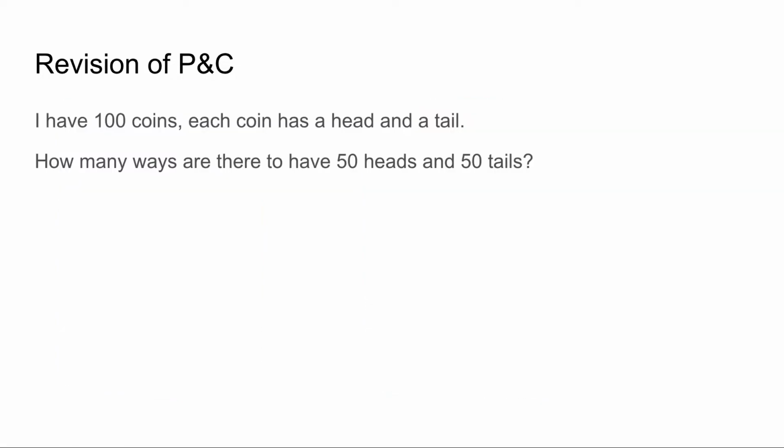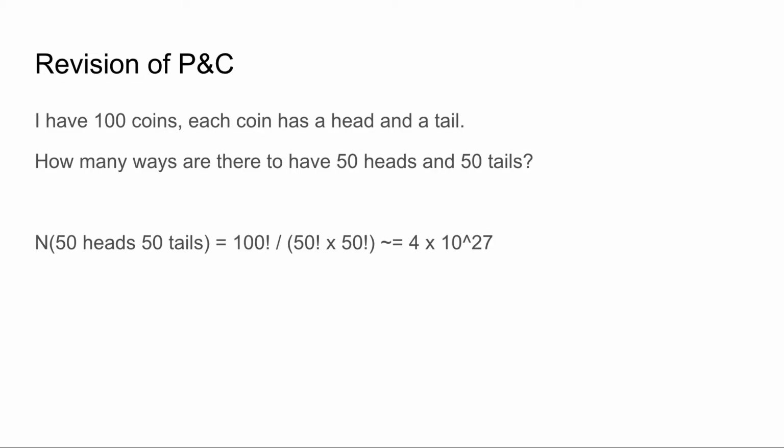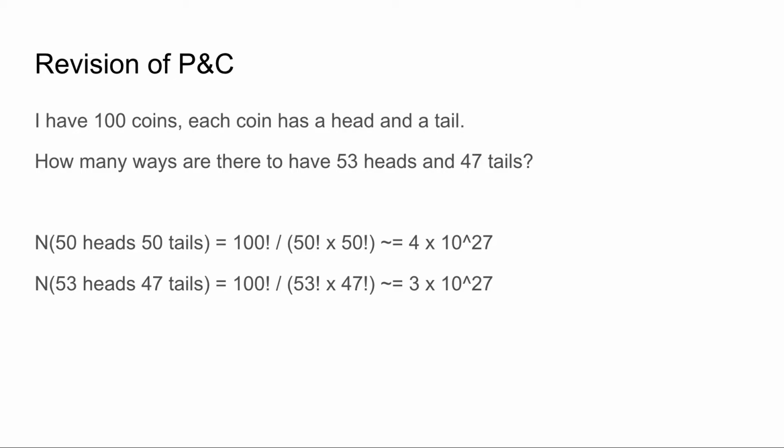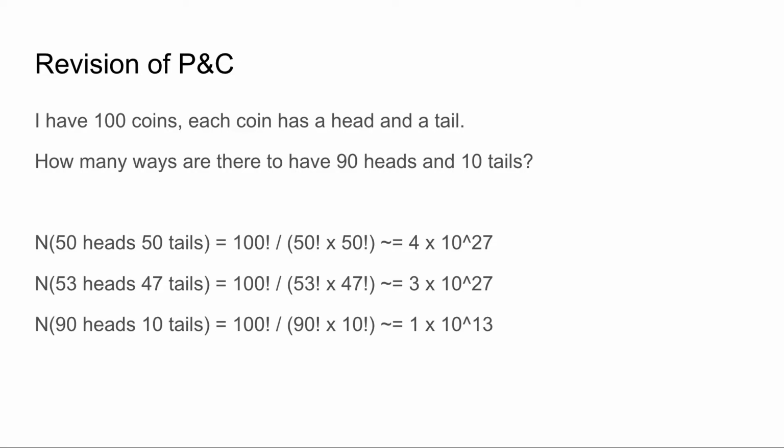So first, let's start off with some simple revision of permutations and combinations. If I have 100 coins, right, and each coin has a head and a tail, how many ways are there to have 50 heads and 50 tails? Anyone? Okay, yeah, so correct. It's just 100 choose 50, right? And that's a big number. Then what if I have 53 heads and 47 tails? Then it'd be 100 choose 53, which is slightly smaller than 100 choose 50. And if I have 90 heads, then it's an even smaller number. You see, it's a few magnitudes off.